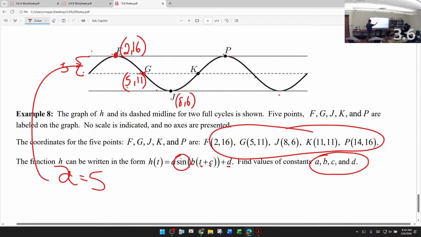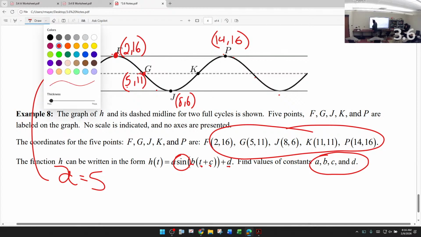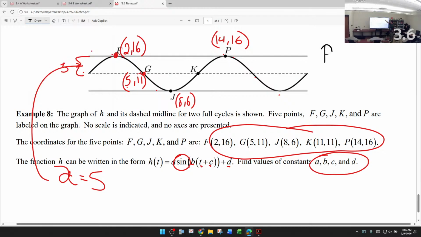This was 2, P was 14. So to get from 2 to 14, the period is 7. Let's turn this to black because I'm colorblind. The period is equal to 2 pi over B.